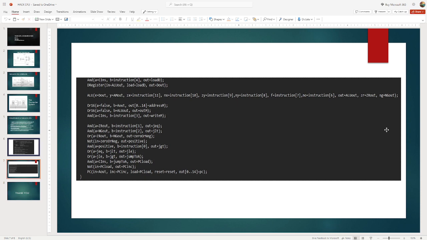Incrementing means that the CPU will read the next instruction, and so this is how I understand and will implement the HDL code for the Hack CPU.